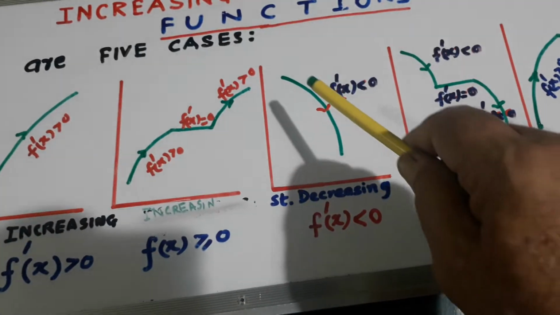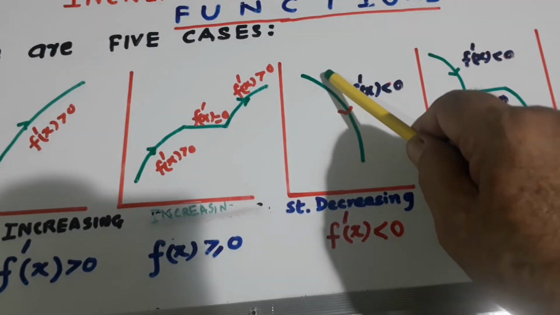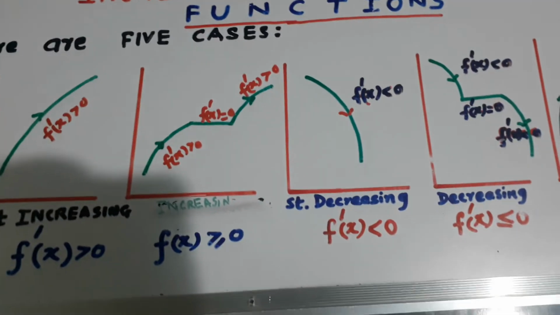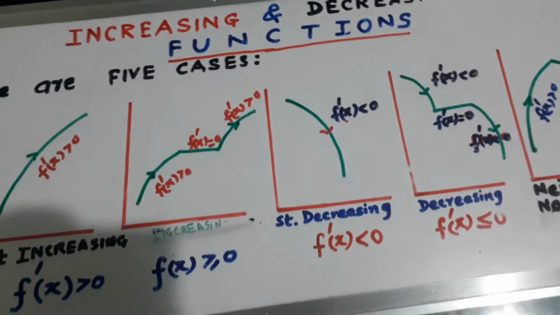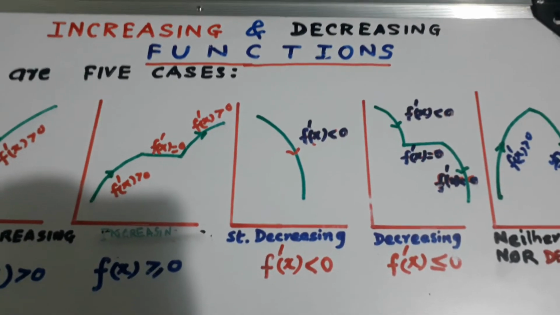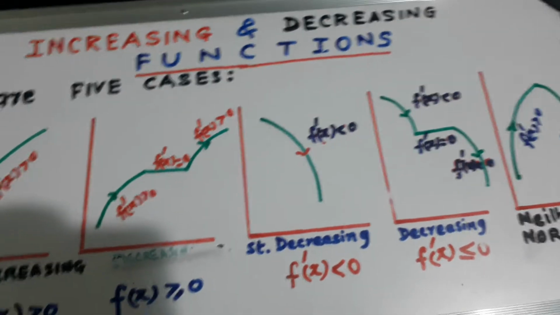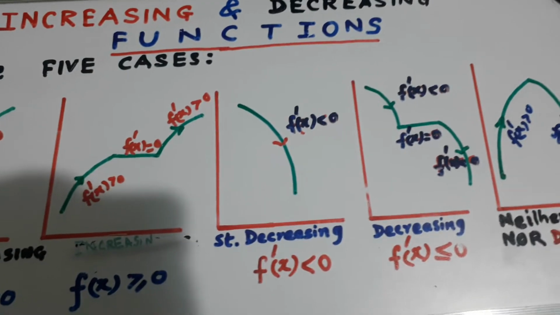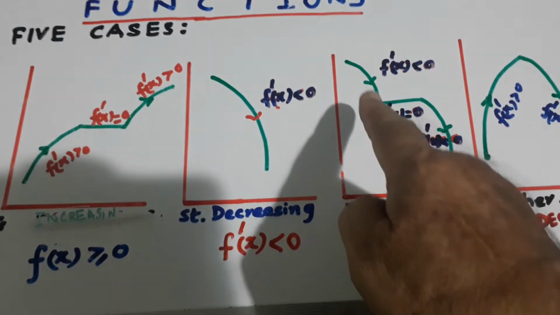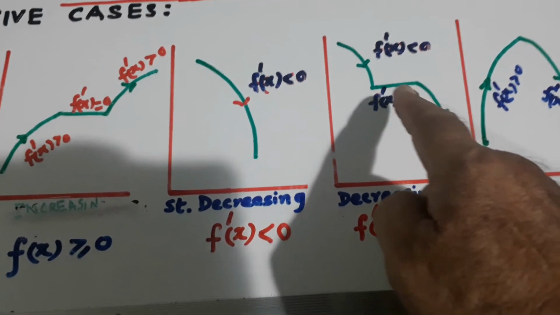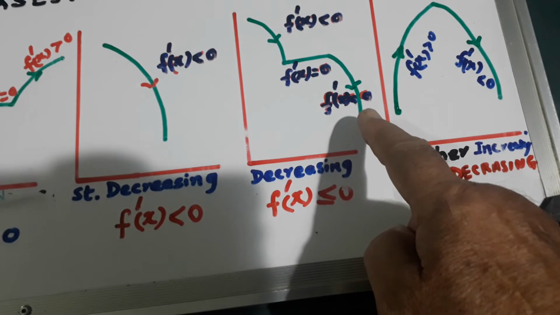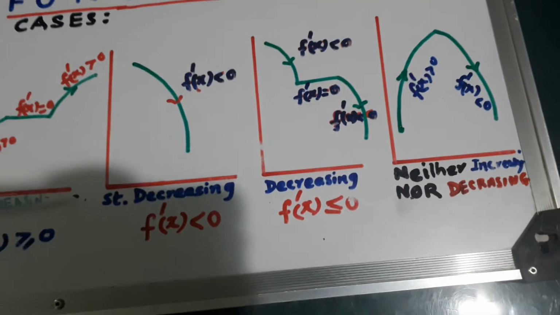Similarly, it is decreasing. If you draw a tangent at any point on this, it will make an obtuse angle. So tangent theta will become negative. If theta is the angle which the tangent makes with the x-axis, then tangent theta will be negative. In the fourth case, it is strictly decreasing. Then it has become stable, that is, it is parallel to x-axis, slope is zero. Here slope is again negative.